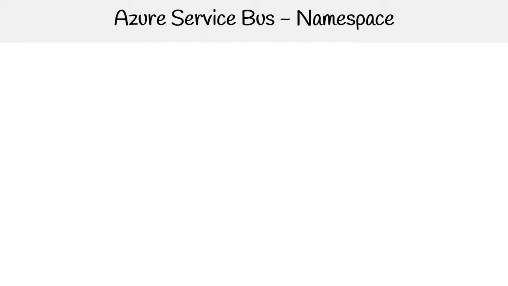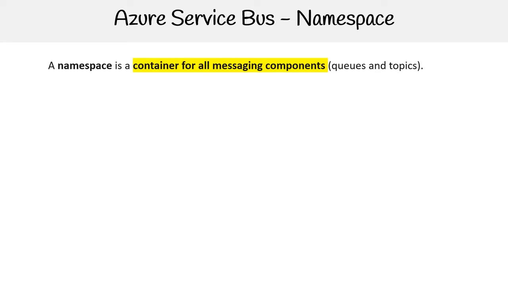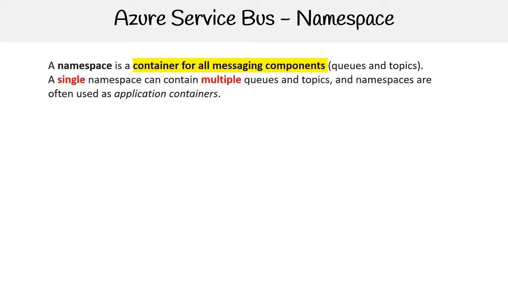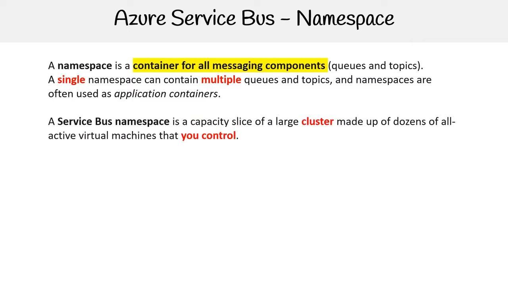Let us talk about namespaces for Azure Service Bus. So simply put, a namespace is a container for all messaging components, so queues and topics. But there's a few options here. I don't have a visual, but there's some text we have to go through here to understand some of the things that namespaces do. So a single namespace can contain multiple queues and topics, and namespaces are often used as application containers. So a Service Bus namespace is a capacity slice of a large cluster made up of a dozen of all active virtual machines that you control.